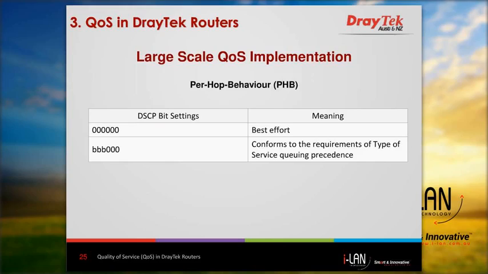And on this slide, I just show that per hop behavior is a term used in differentiated services, and it defines the policy and priority applied to a packet when traversing a hop, such as a router, in a DiffServ network. And here we have just some examples of the DSCP bit settings. So you can say that all zeros is used for best effort, and the second example is just another one which conforms to requirements of a particular application.